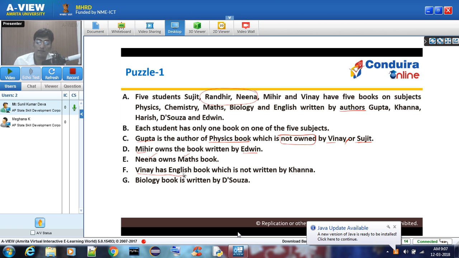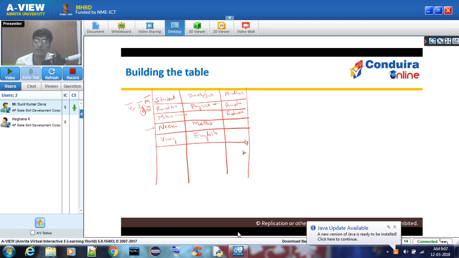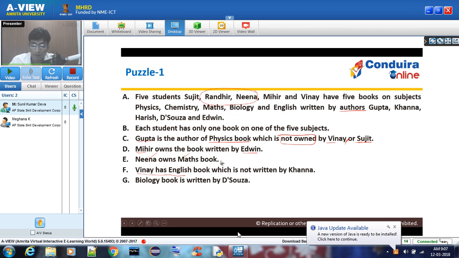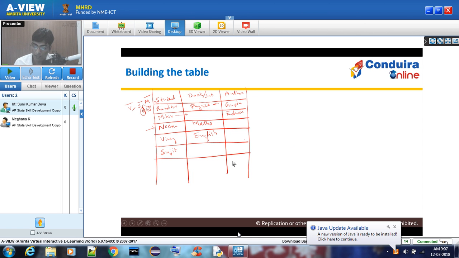So there are many pieces in the puzzle. Let us check out what we know. Vinay has an English book which is not written by Khanna. Okay, so this guy is not Khanna. So 2 of the authors are Gupta and Edwin. Let us check out who are the other authors.